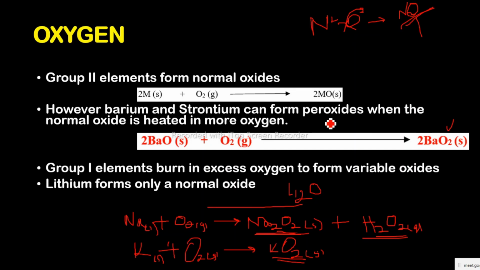But as you go down the group, barium will have relatively low charge density. That's why when you heat its oxide with excess oxygen, you can end up forming a peroxide. The same applies here. As you continue to go down the group, the charge density decreases further, so now the charge will be distributed to form superoxides. So basically, that's how group 1 elements and group 2 elements react with oxygen.